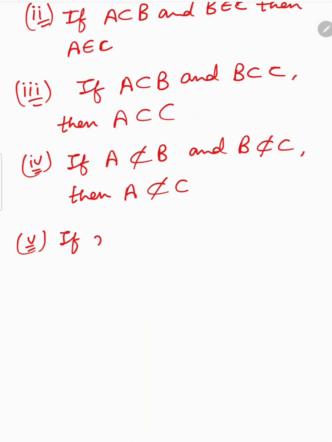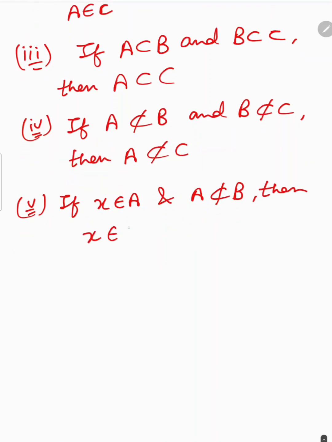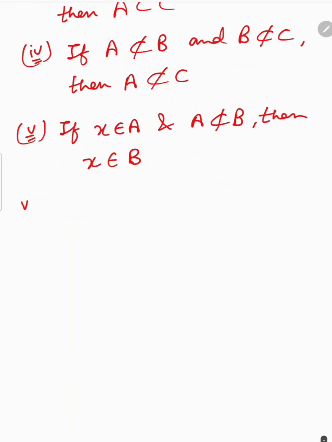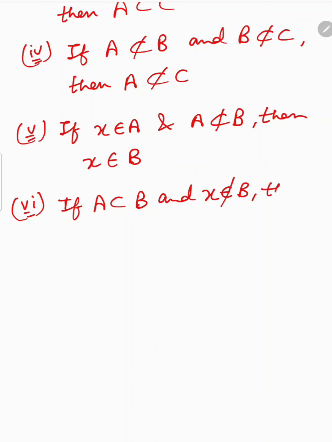Fifth, if x belongs to A and A is not a subset of B, then x belongs to B. Sixth, if A is a subset of B and x does not belong to B, then x does not belong to A.